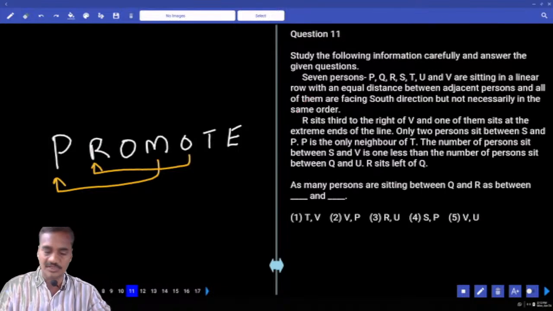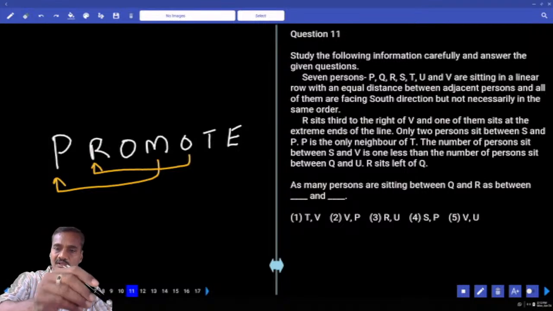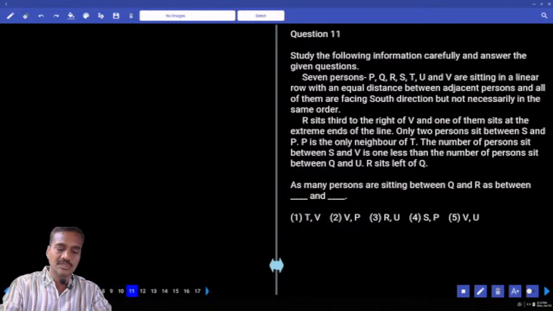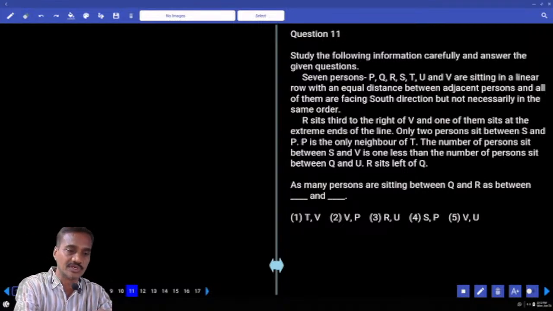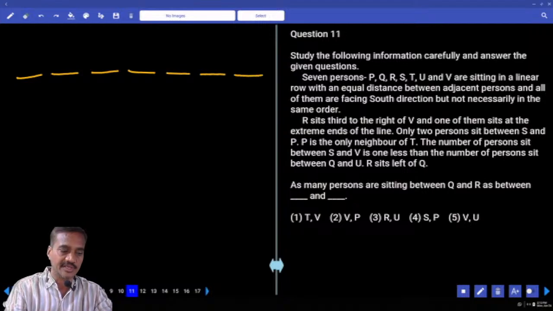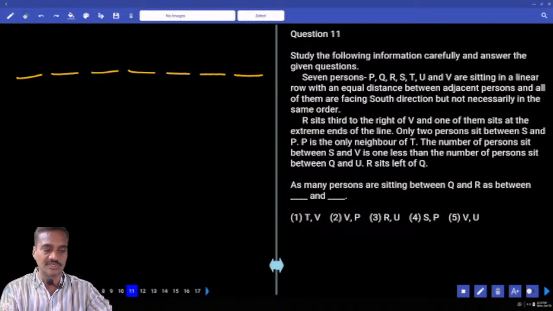Then next one, 11 onwards. Now 11 to 15. Now 7 persons, and all of them are facing towards south. All these 7 persons are facing towards one direction. Now these are the 7 persons, positions 1, 2, 3, 4, 5, 6, 7.